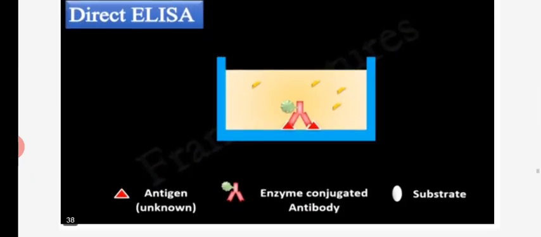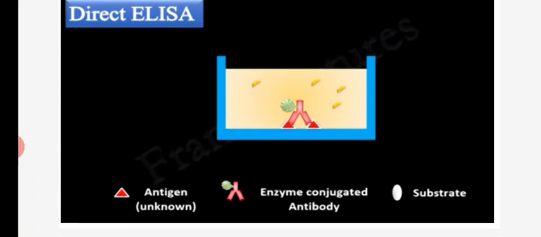So, direct ELISA: first we add the antigen, this unknown antigen. Then we add the enzyme-conjugated antibody. When we add a substrate, we get color, and it is a positive test.